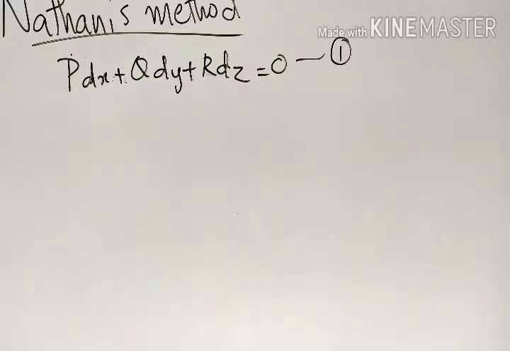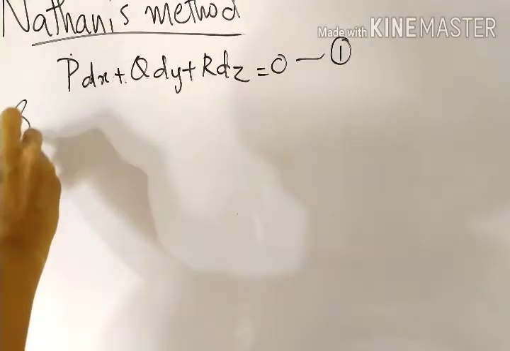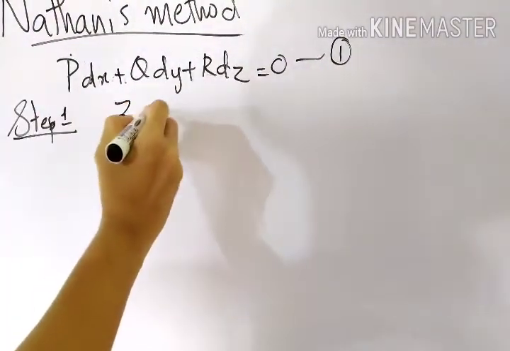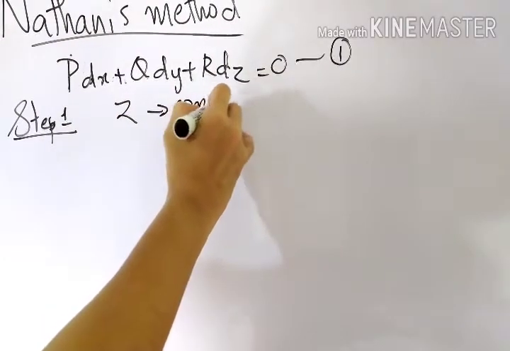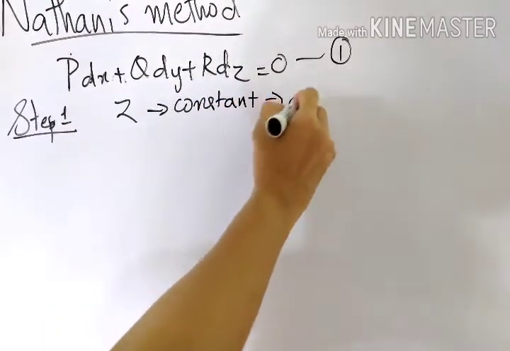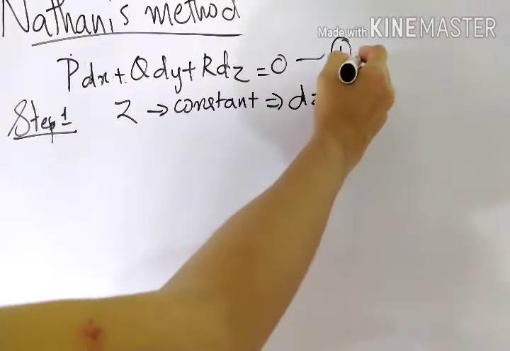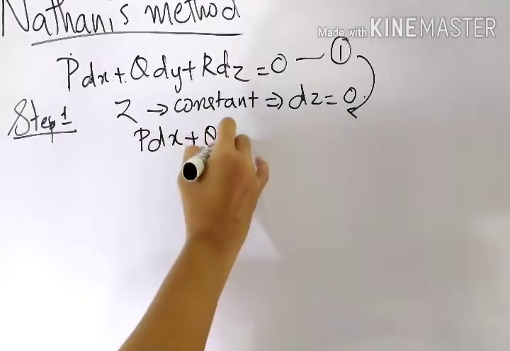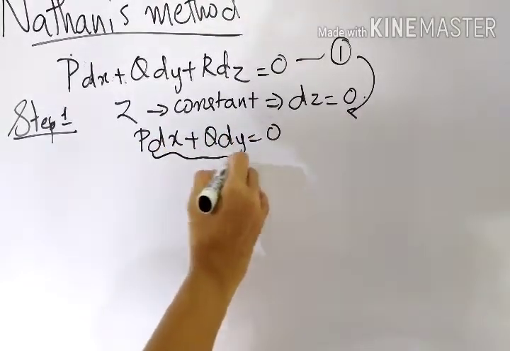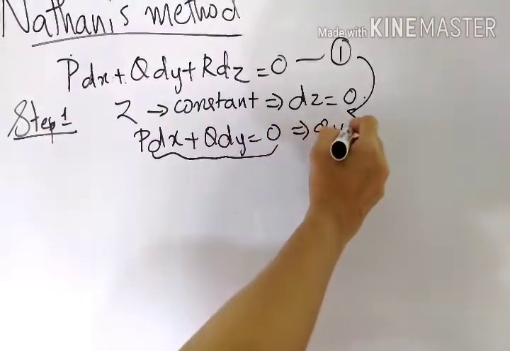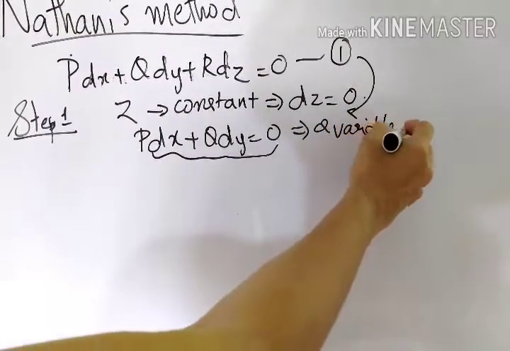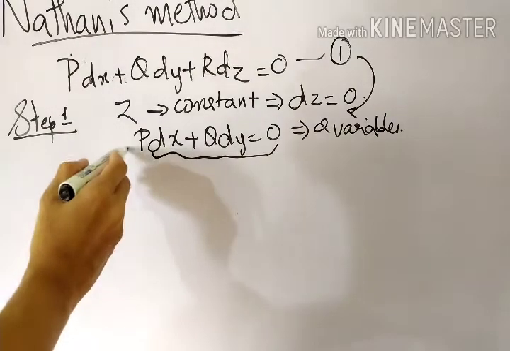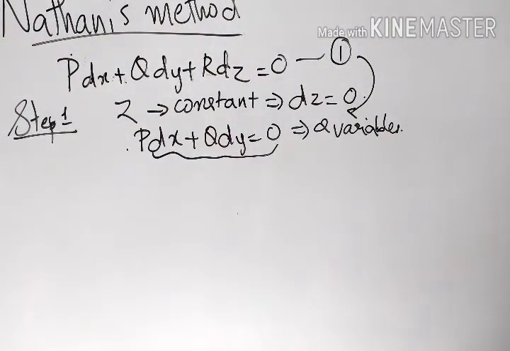In this method, my first step would be to choose any one variable to be a constant. Suppose I am choosing z to be a constant. I am treating z as a constant. What will happen then is my dz will be equal to 0. Hence, the first equation will be reduced to P dx plus Q dy is equal to 0. This is a Pfaffian differential equation in two variables. We have already seen a theorem which states that a Pfaffian differential equation of two variables is always integrable. So definitely this Pfaffian differential equation is going to have a solution.